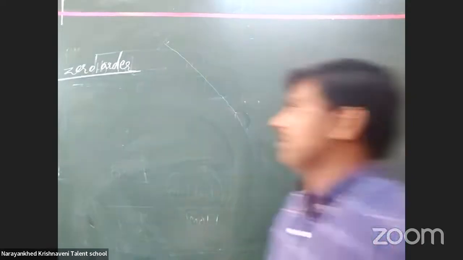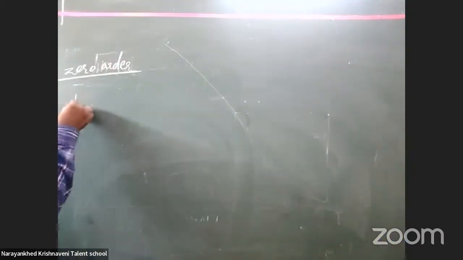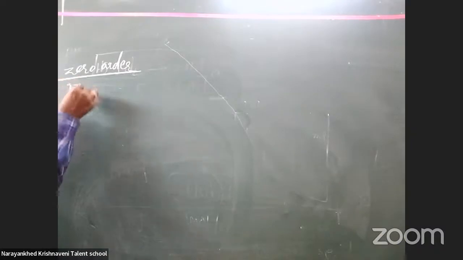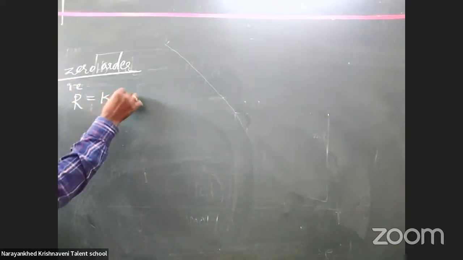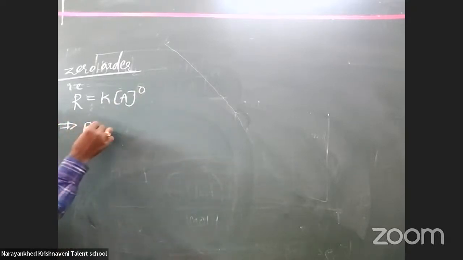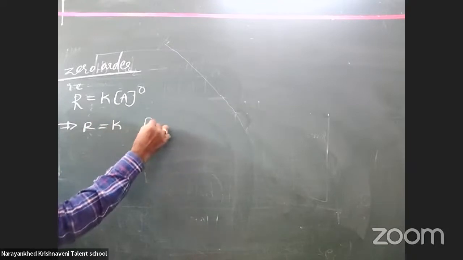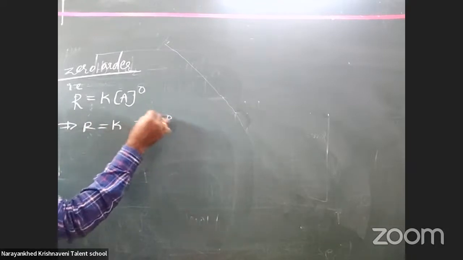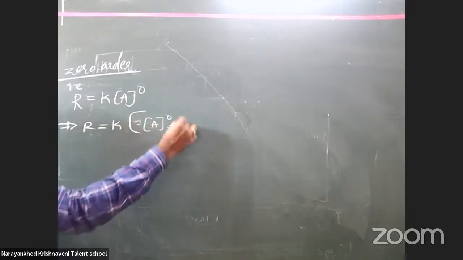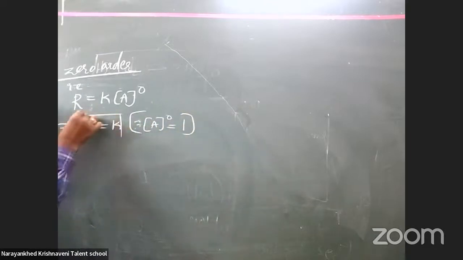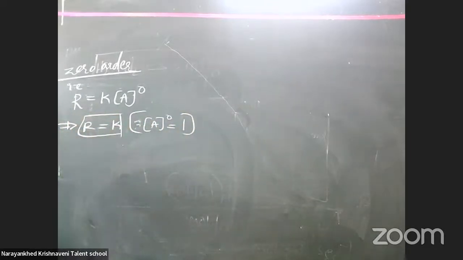That is, R is equal to K into A to the power of 0, which implies R is equal to K, since A to the power of 0 is equal to 1. Got it? R is equal to K.